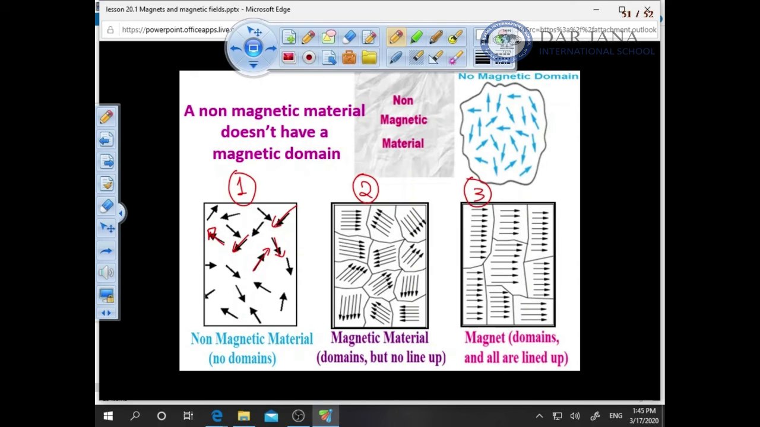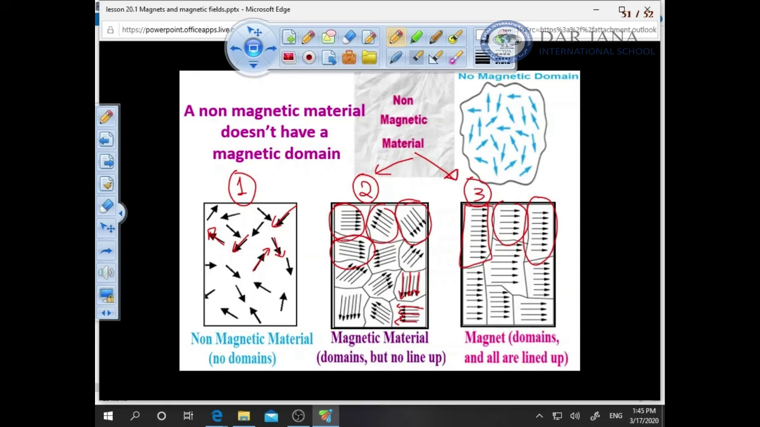Let's go to picture number 2. As we can see here, there are magnetic domains. Can we say it's a magnetic material? Yes. Why? Because there are magnetic domains. As we can see, not all the atoms have the same direction. Picture number 3 also has magnetic domains. What is the difference between picture number 2 and picture number 3?